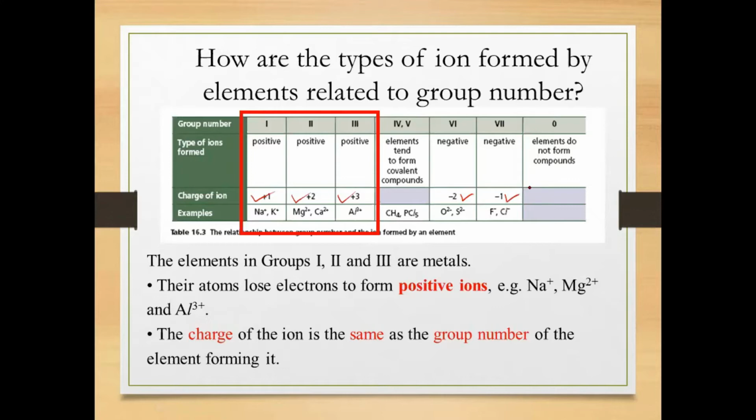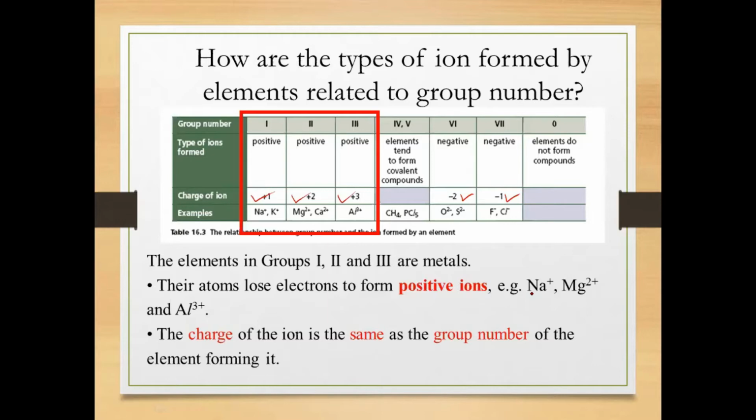Then group 6 members receive 2 electrons because they have 6 electrons in their outermost shell, so they become -2. Group 7 members receive 1 electron because they already have 7 electrons in their outermost shell, so they become -1 charge. So the loss and gain of electrons is just to maintain their stability and to gain their octet.